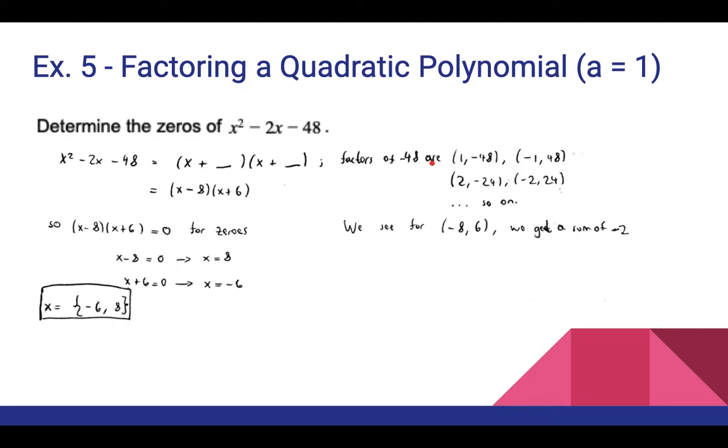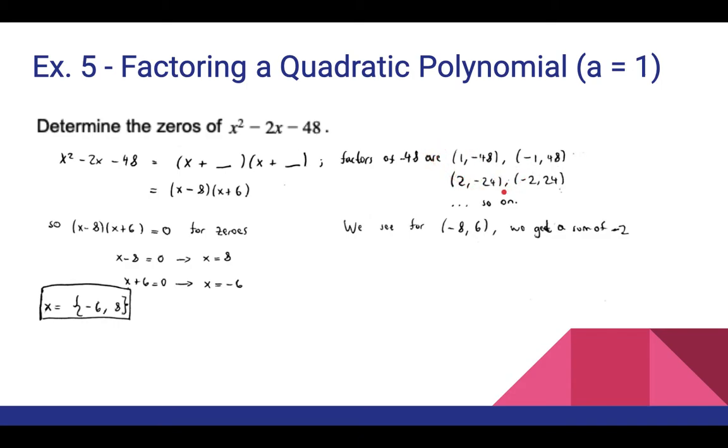The factors of negative 48 are 1 and negative 48, negative 1 and 48, 2 and negative 24, negative 2 and 24, and so on. Now, you don't have to repeat this whole process, because doing a little bit of mental math, we can quickly identify that if we have negative 8 and 6 for the blank spaces, we get a product of negative 48 and a sum of negative 2. So you don't have to write down all the factors. That's not required.